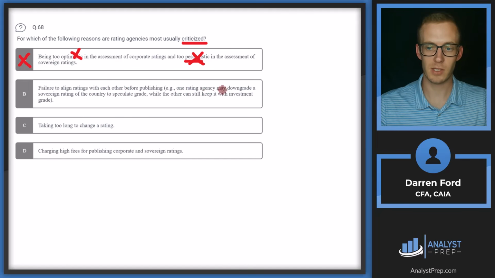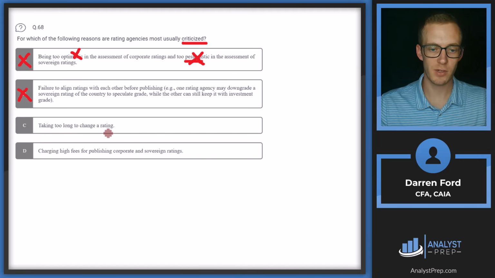B, failure to align ratings with each other before publishing. Example, one rating agency may downgrade a sovereign rating of the country to speculative grade, while the other can still keep it with investment grade. So this is going to be incorrect as well, and this is why we want to have more than one rating agency, because we want them to be independent and make their own judgments. So we don't want them to all come out and do the same thing. Otherwise, they could just consolidate into one.